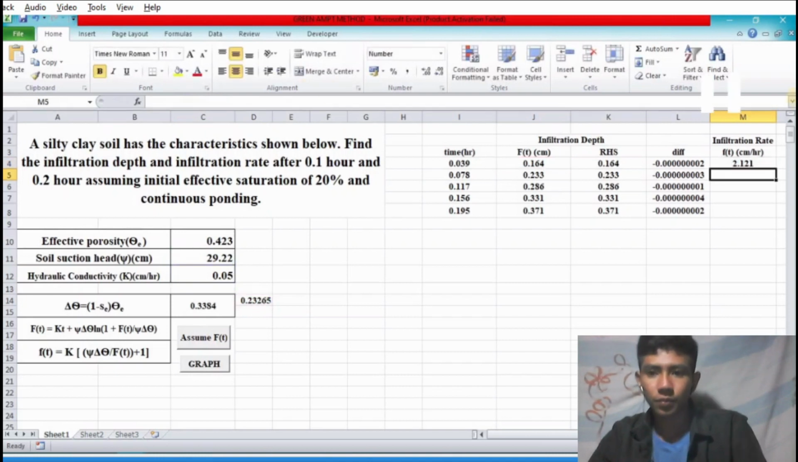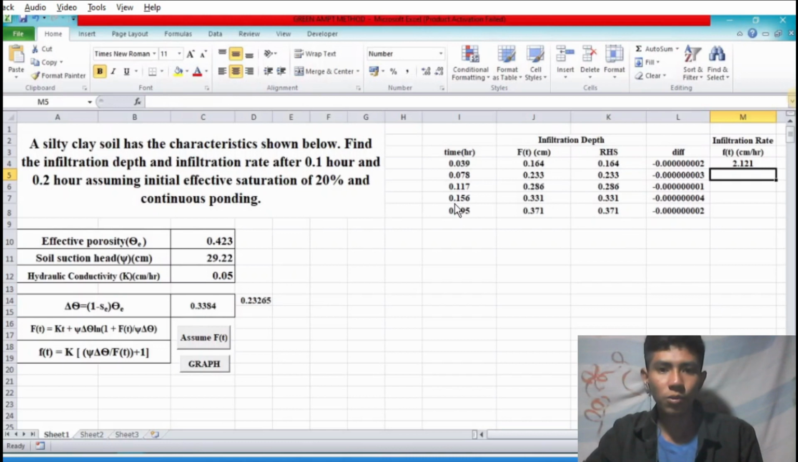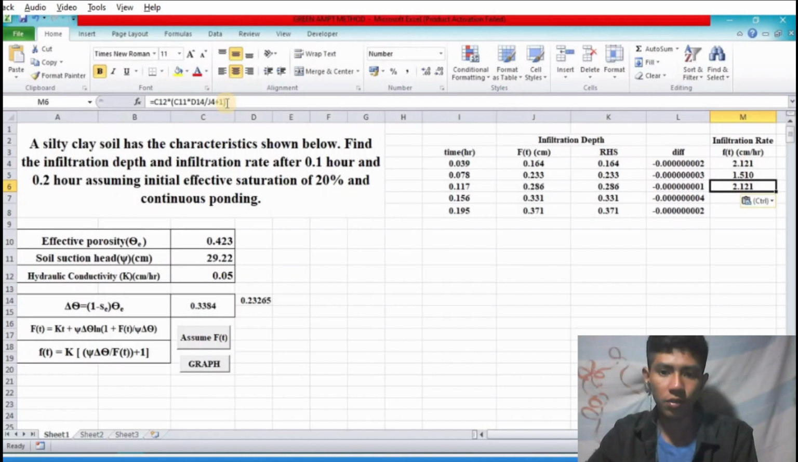By the way, all that was asked in that question was the cumulative infiltration after 0.156 hours. This is already the answer: 0.331 centimeter. But I'm just going to show you something about the relationship between rainfall intensity and the infiltration rate. So I'm going to find the infiltration rate. Okay, this is the infiltration rate.